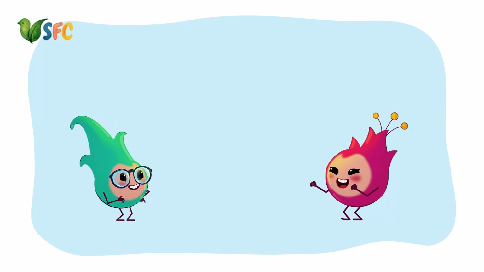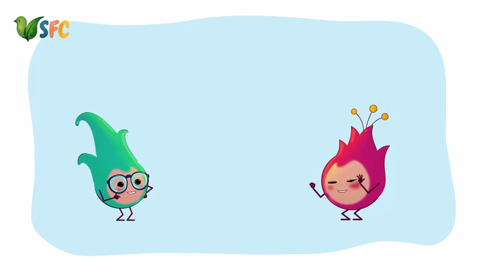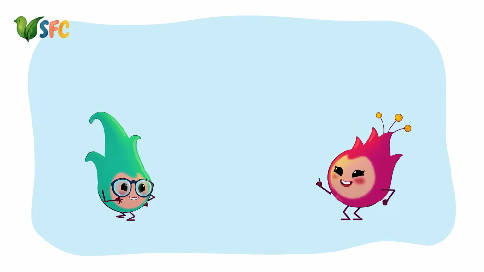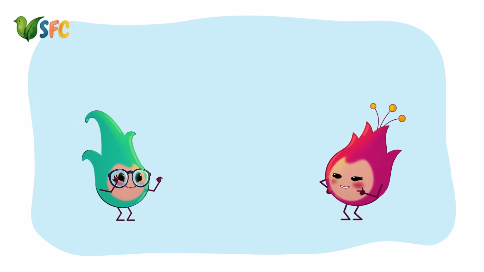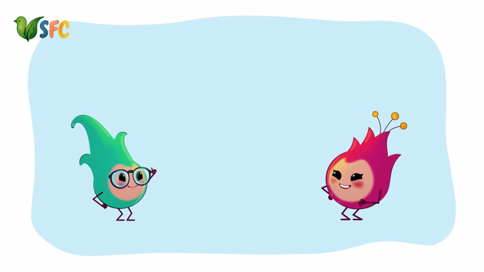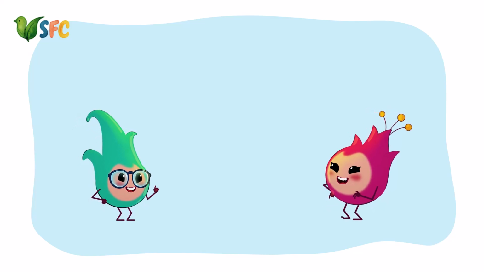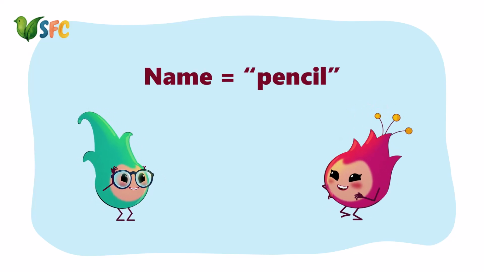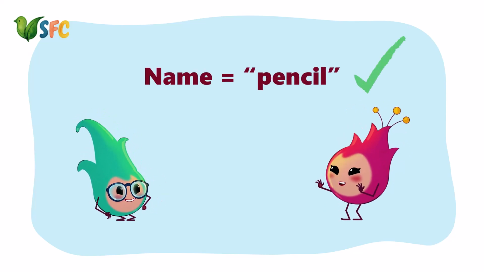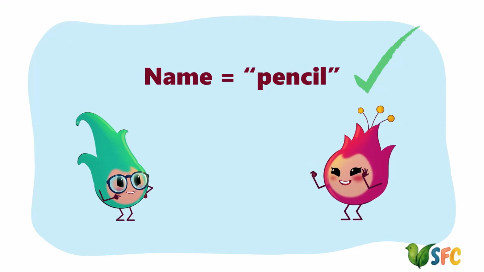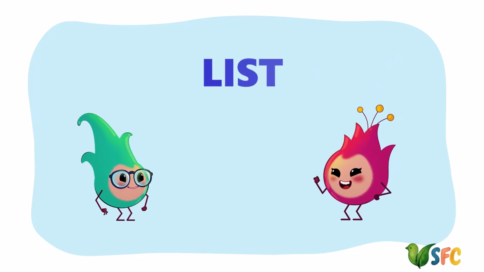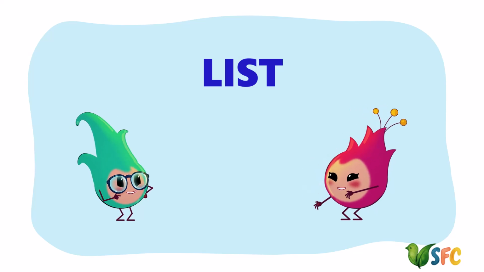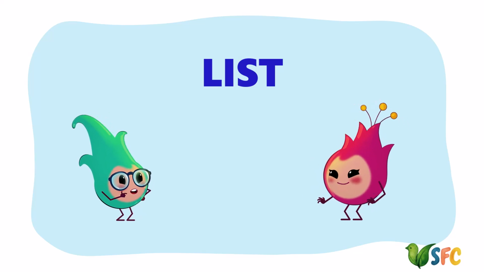Now imagine this backpack is like a variable in Python that holds all these things together. Wait. All of them together? But I thought a variable only holds one thing, like name equals pencil. That's true. But when we want to store lots of things, we use something called a list. A list can keep many things inside it, just like a bag.